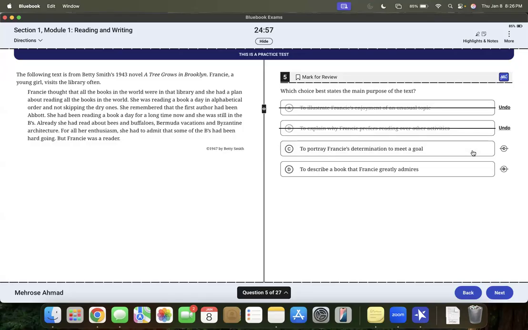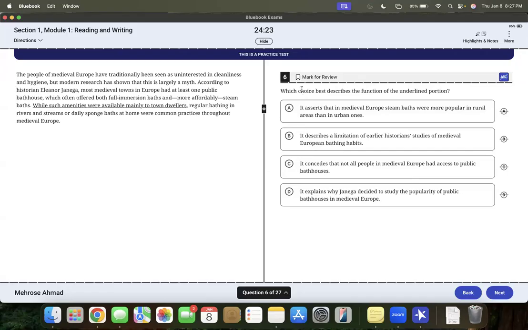C, to portray Francie's determination to meet a goal. Well, that seems like a pretty viable or potential answer choice because she's determined to read all the books in the world, and that's why she's reading a book a day in that library, starting from alphabetical order. So this works so far. D, to describe a book that Francie greatly admires. Again, this is a distractor answer. It seems like she does admire reading or books overall, but there is no one single book that is being discussed, so the best answer is C, and this can be eliminated.